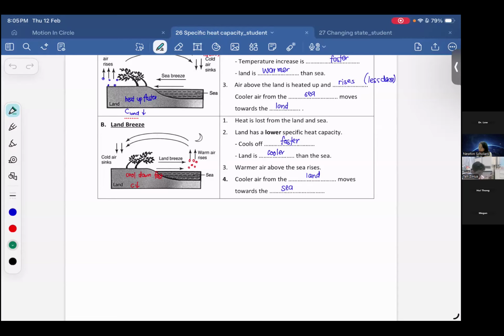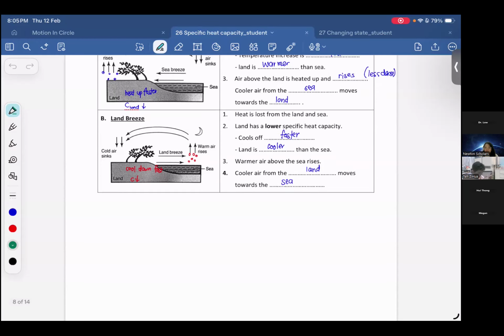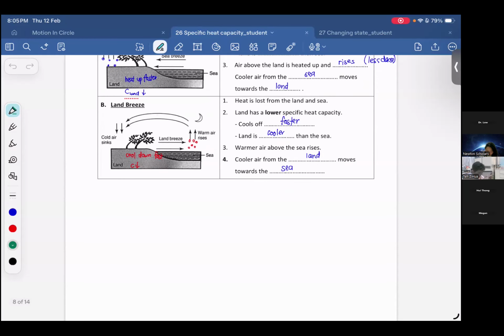Before we continue, we recap a bit about this subtopic. So what is specific heat capacity? Specific means per 1 kg. It is the amount of heat that we need. The symbol is C.